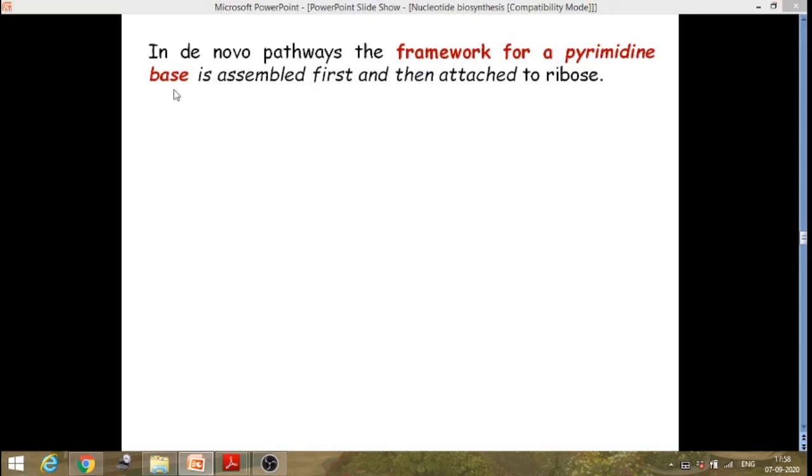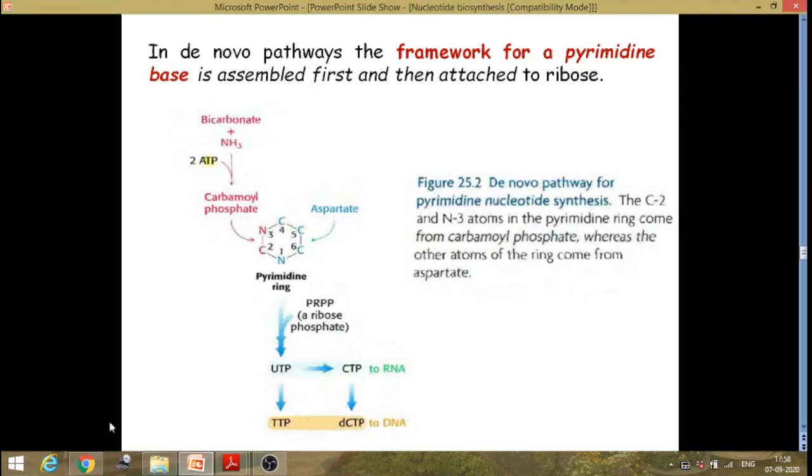In case of pyrimidine, जहाँ पे pyrimidine base containing nucleotides होते हैं. ठीक है, तो उसमें pyrimidine का पहले फ्रेमवर्क तैयार होता है, उसके बाद that ring जो फॉर्म होता है that is attached to ribose. So this can be better understood by this figure. तो इसमें pyrimidine ring formation हो रहा है. इसमें बेसिक मॉलिक्यूल्स यूज हो रहे हैं, बाइकार्बोनेट, अमोनिया.